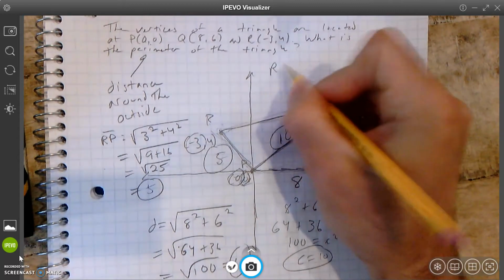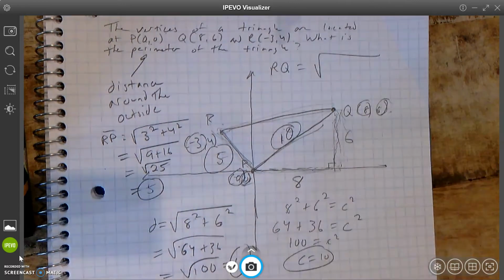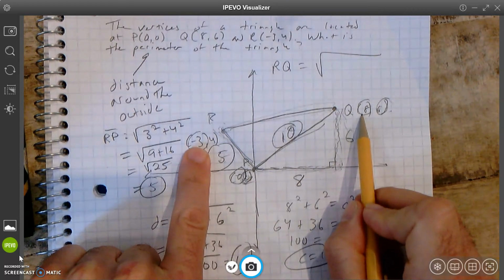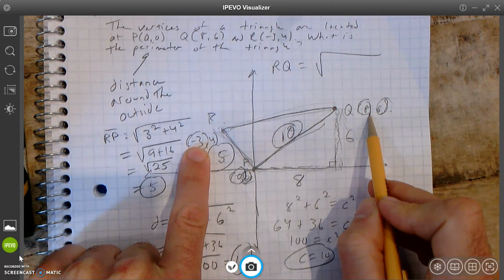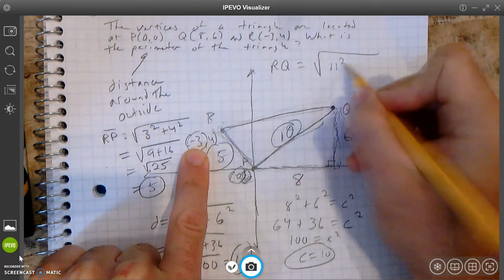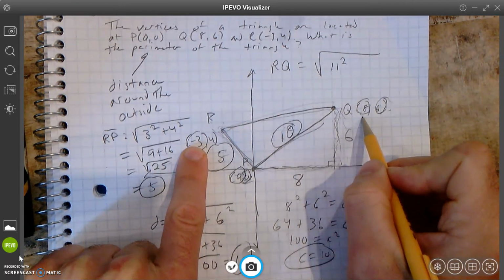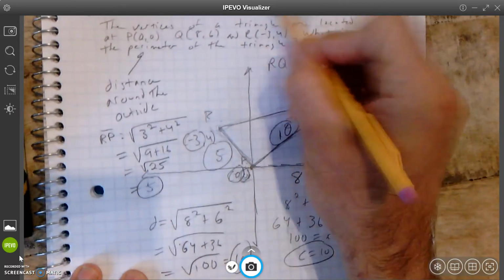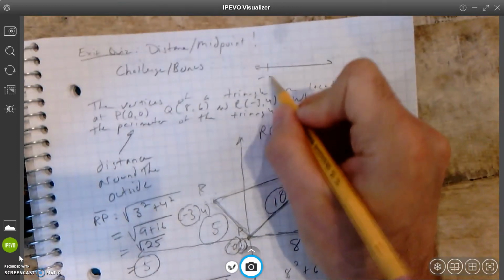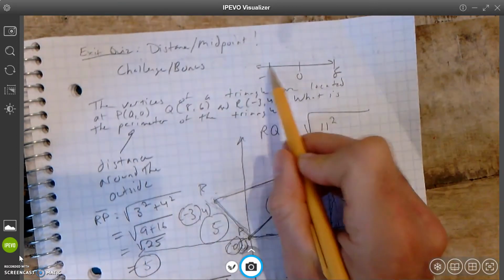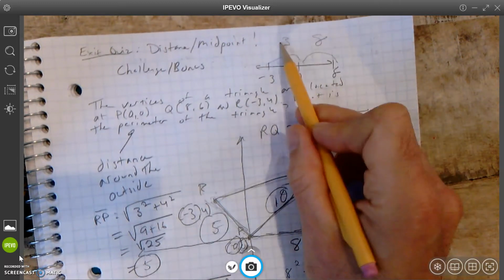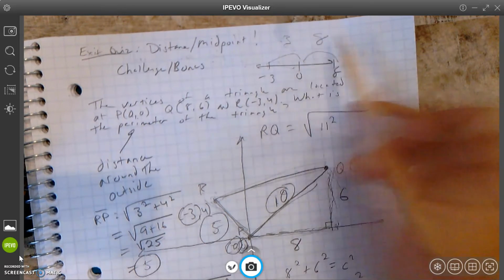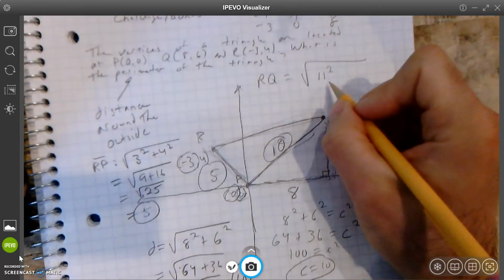All right, now RQ. That's going to be the square root of, okay, so now look at the x's here. So this is the x of R and the x of Q. So negative 3 and 8, how far are they apart? Not 5. That's going to be 11. Because negative 3 to 0 is 3 spaces, and then 0 to 8 is 8. So 3 spaces back to 0, and then 8, so that's 3 plus 8, which is 11. So this is 11 spaces.